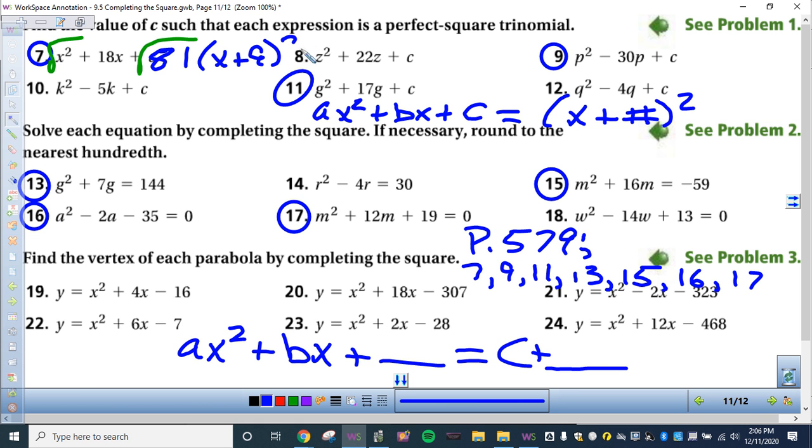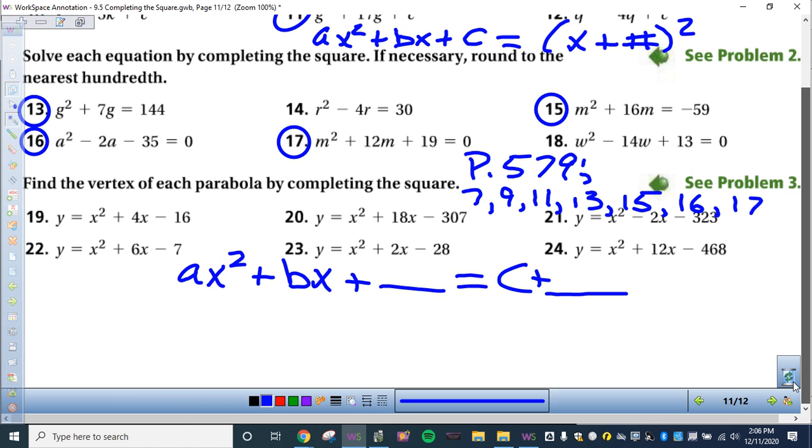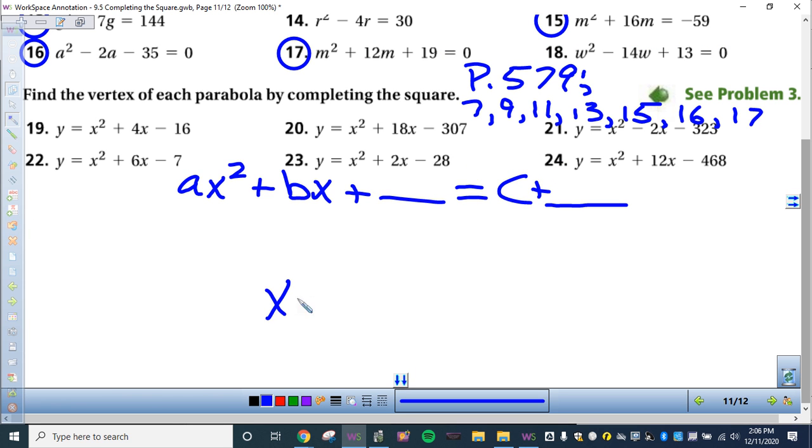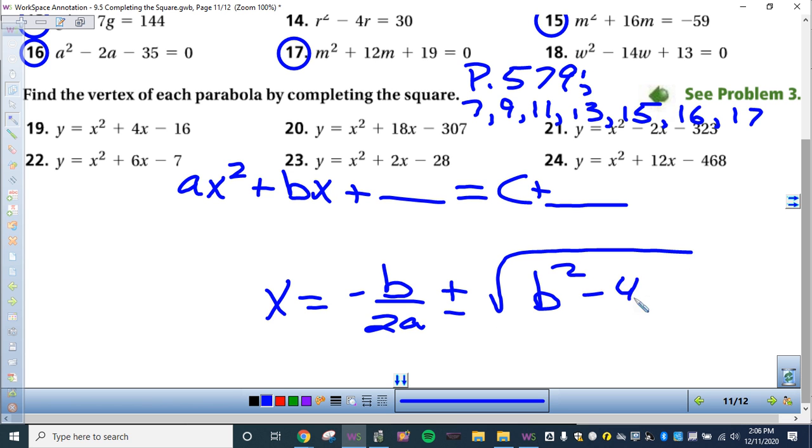Mr. Evans, I'm trying to recall from last year, is the quadratic formula, x equals, when it's ax squared plus bx plus c equals 0, the quadratic formula would be negative b plus or minus the square root of b squared minus 4 times the a value and the c value. Just like that. So why are you dividing by 2a?